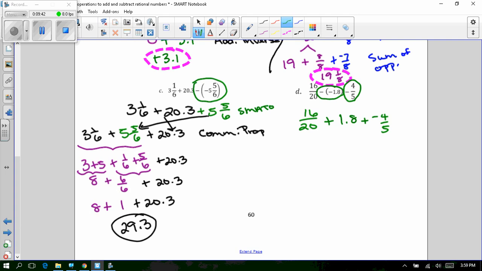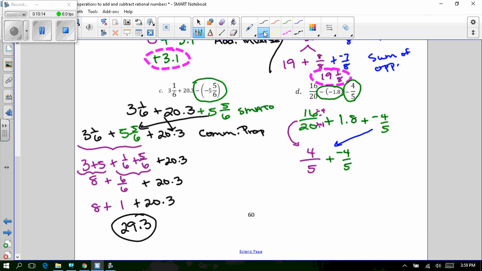Now, I noticed something's up with that 16/20. I noticed 16/20 can be reduced, right? I can reduce it if I divide both the top and the bottom by 4. 16 divided by 4 is 4. 20 divided by 4 is 5. I can reduce that. All right. And then I'm also going to change the order in which I'm doing these. I'm going to make this negative 4/5 next.